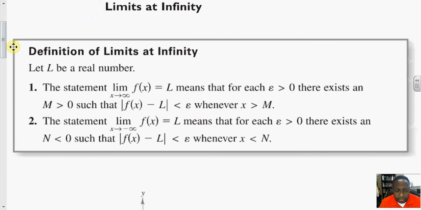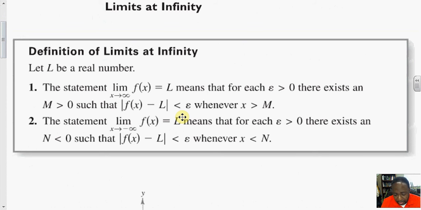The definition of this is seen by letting L be a real number. The statement, the limit of f of x as x approaches infinity is equal to L, means that for each epsilon greater than 0, there exists a positive M, such that the difference between the function f of x and L is always less than some fixed number epsilon, whenever x is greater than M.